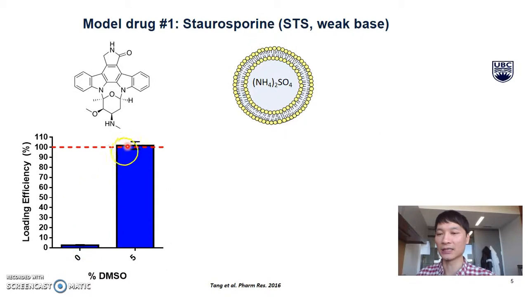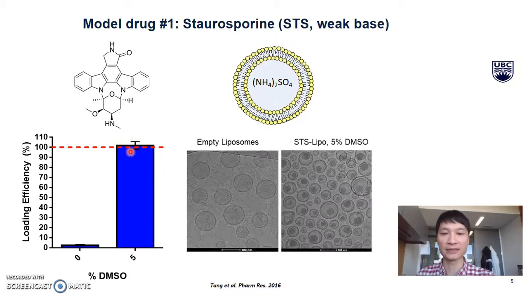You see the huge difference that without DMSO, there's no loading, because the drug precipitates outside the liposomes, and the drug molecules are not able to penetrate into the aqueous core. But with 5% of DMSO, we could achieve 100% encapsulation efficiency.